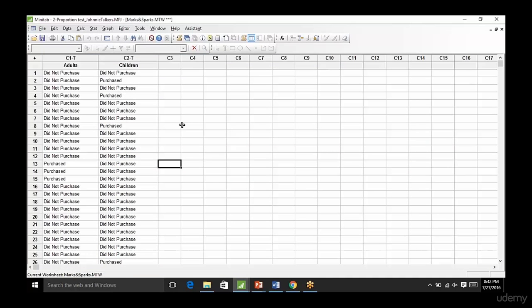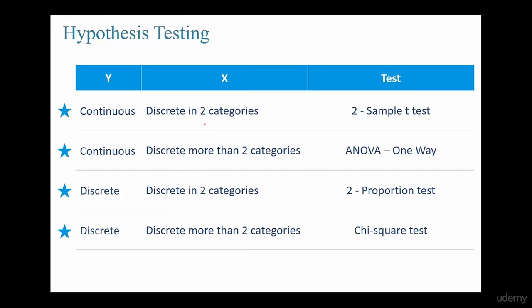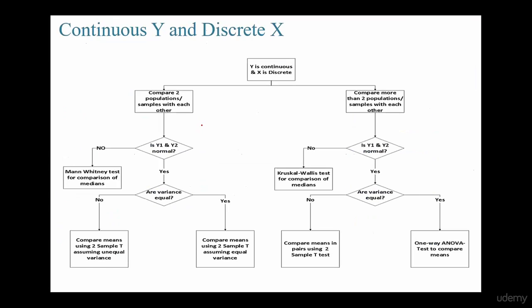So here is the data pertaining to the two proportion test. You have the data of adults and children, and you have the data on did not purchase and purchase. So whether adults have purchased or not, that information is available, and you have the data pertaining to children also. So let us do this two proportion test. Even before that, we need to write the hypothesis.